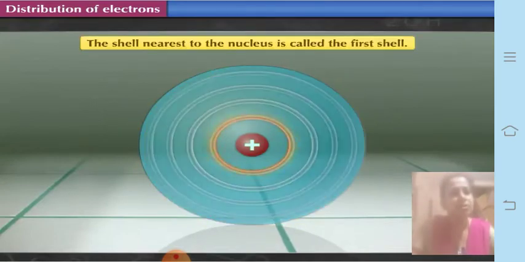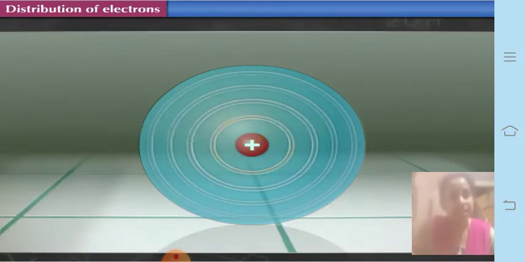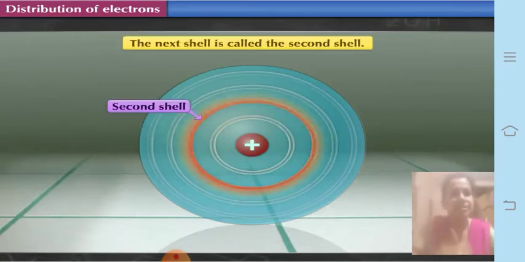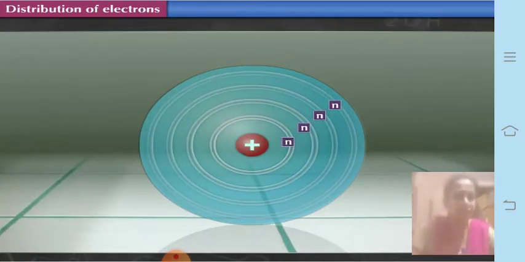The shell nearest to the nucleus is called the first shell, or the innermost shell, or even the ground state, as I have mentioned to you. The next shell is called the second shell. A symbol n is used for the ordinal numbers of these shells. Last time I already mentioned this. They can also be represented by the letters K, L, M, N, and so on. The corresponding ordinal numbers are n equal to 1, n equal to 2, that is L shell, n equal to 3, that is M, and n equal to 4, and so on.